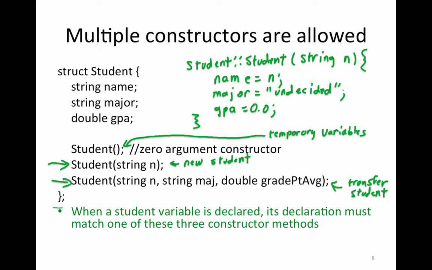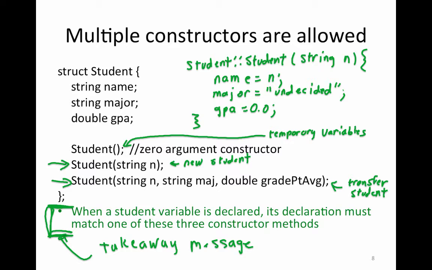But the important thing then for this slide, the takeaway message for this slide is right here. The constructors constrain how you declare the variable. You need to declare the variable so that it matches the pattern for one of these three constructor methods in this case. So the way you declare a variable must match the pattern of one of its constructors.